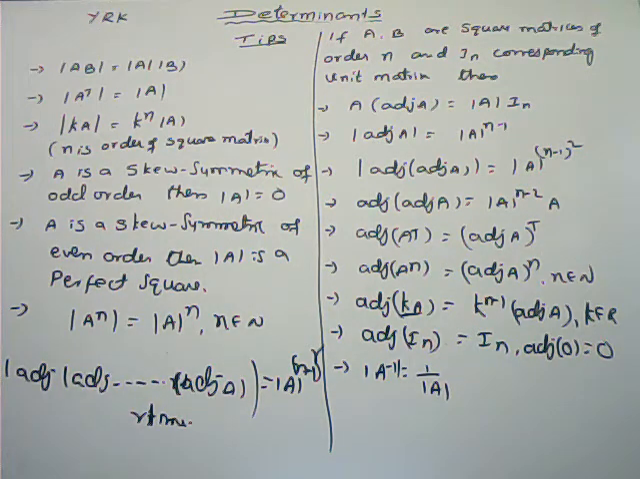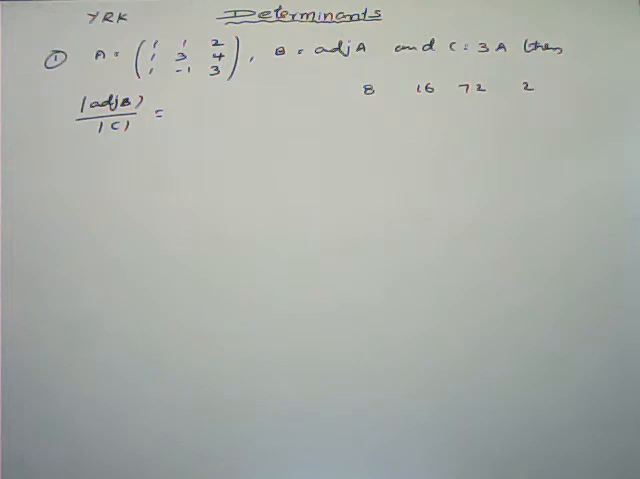These are very important points. Now here we can discuss some problems related to the concepts we discussed. Here A is equal to 1, 1, 2, 1, 3, 4, 1, minus 1, 3. B is equal to adjoint of A and C is equal to 3A. Then determinant of adjoint of B by det C is equal to.